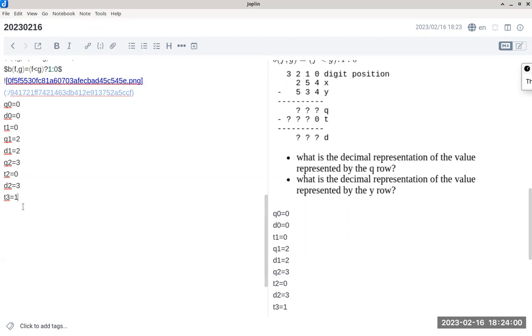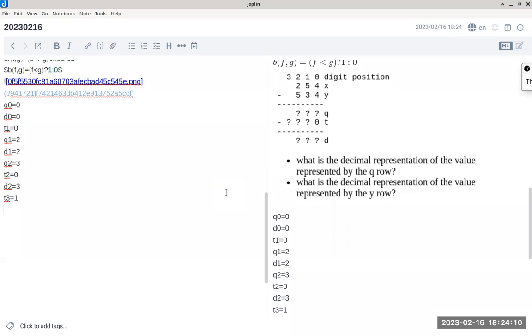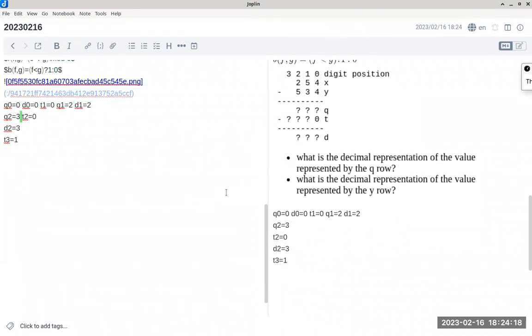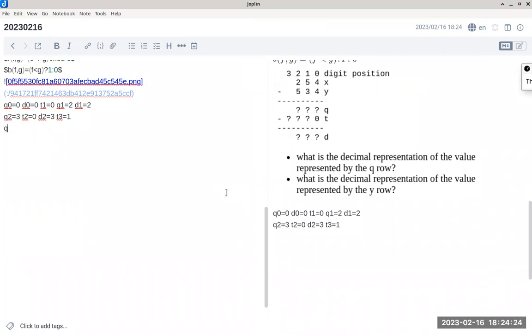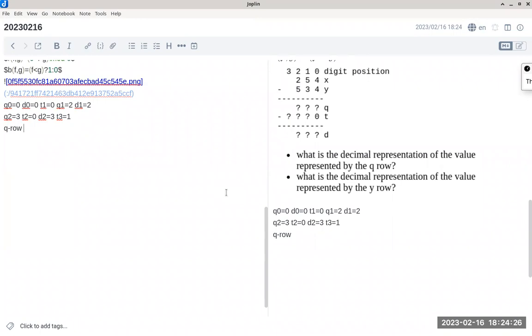All right. So now we can answer the other 2 questions. What is the decimal representation of the value of the Q row? So now we need to figure out, okay, what is the Q row? So if you don't mind, I will combine these into fewer lines, just so that I have more lines left to explain the other ones. So the Q row is Q2, Q1, and Q0. So Q2 is a 3, Q1 is a 2, Q0 is a 0 in base 6.